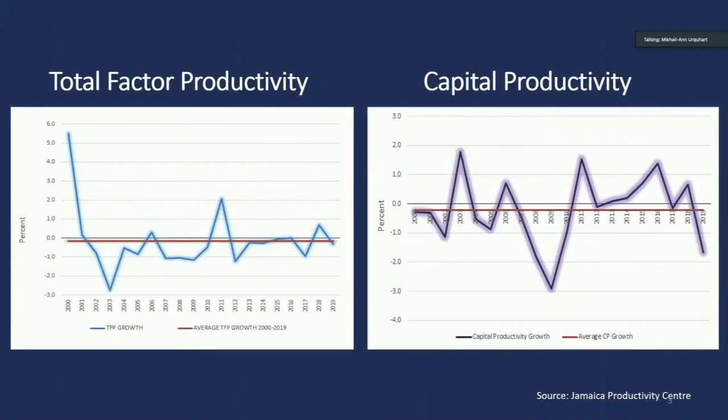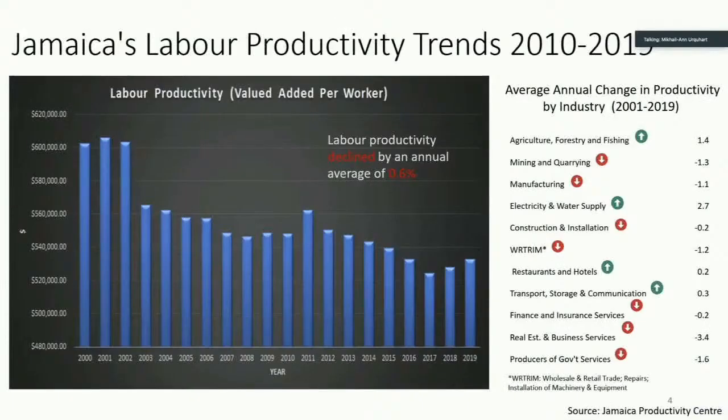If we look at the graphs to the left, we see that over that 20-year period, total factor productivity has generally been declining, and on average, it has declined by 0.02%. And capital productivity, which is the amount of output that we can get for each dollar of capital that's dedicated towards a production process, we find that it also on average has been declining by 0.2% over that 2-decade period. So as we saw declines in total factor productivity and capital productivity, in 2019 we actually saw a slight increase in labor productivity.